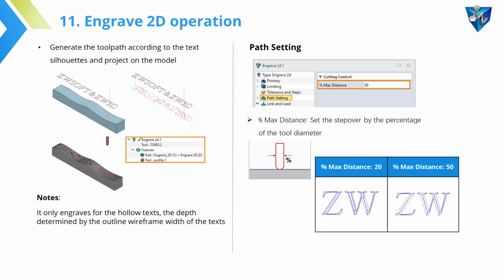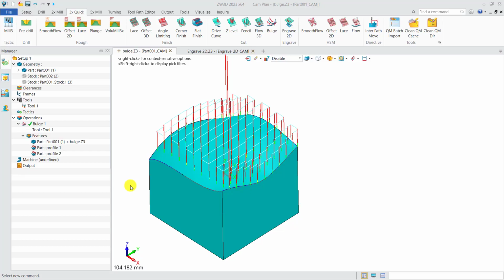Then the last one is the engrave 2D operation. It will generate the toolpaths according to the text silhouettes and project them to the model. Please note that it only engraves for hollow text. The depth is determined by the outline wireframe width of the text. And percentage max distance is to set the step over by the percentage of the tool diameter. Now let's go to ZW3D to check these 2 operations.